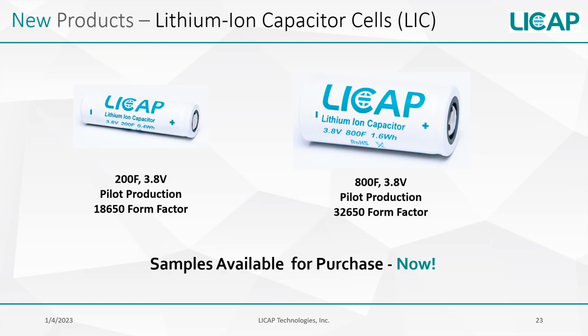Now we'll look at Licap's lithium-ion capacitor cells that are in pilot production and currently 100% made in Sacramento, California. The first is a 200 farad 3.8 volt LIC cell in an 18650 form factor, and the second is an 800 farad 3.8 volt LIC cell in a 32650 form factor. Samples are available for purchase now, and you can let us know if you're interested in doing some testing.